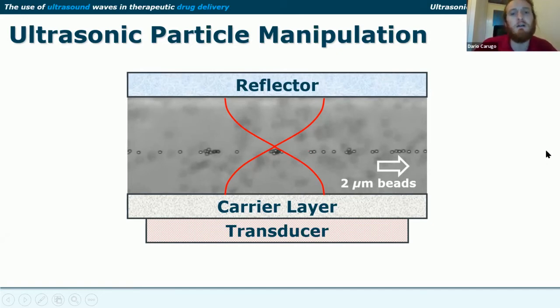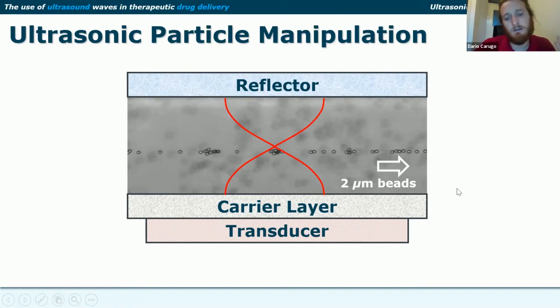So this type of acoustic field, although it could be of interest from the perspective of delivering ultrasound within the body, also has some interesting avenues of application in terms of cell manipulation and particle manipulation, particularly for cell separation and biodetection. But this could potentially be the subject of a completely different talk.